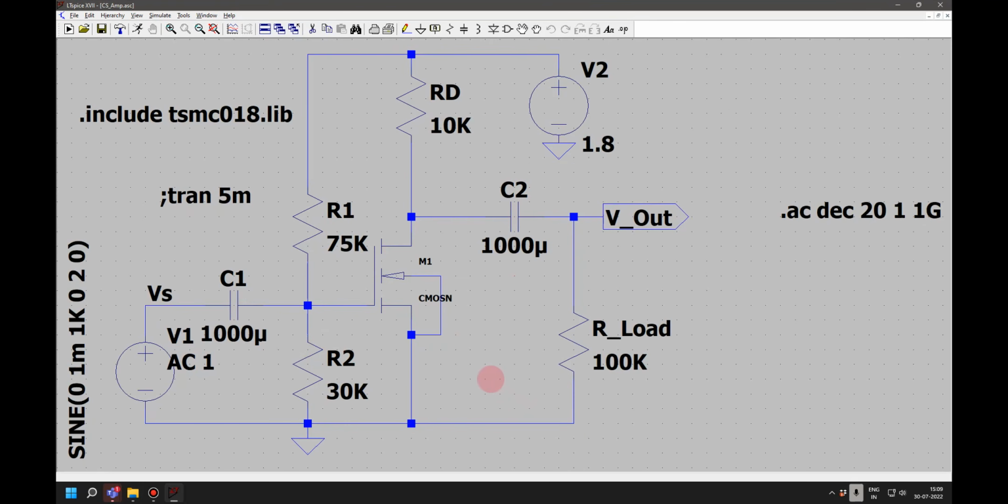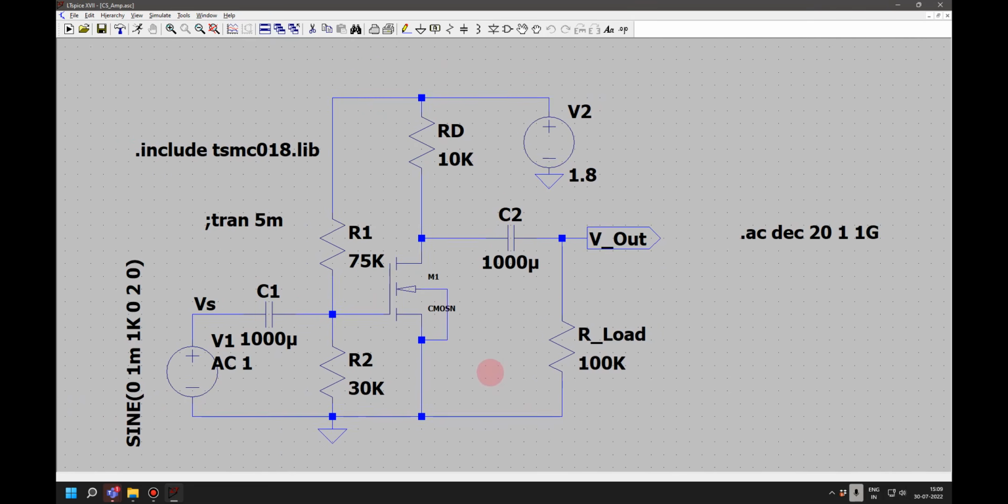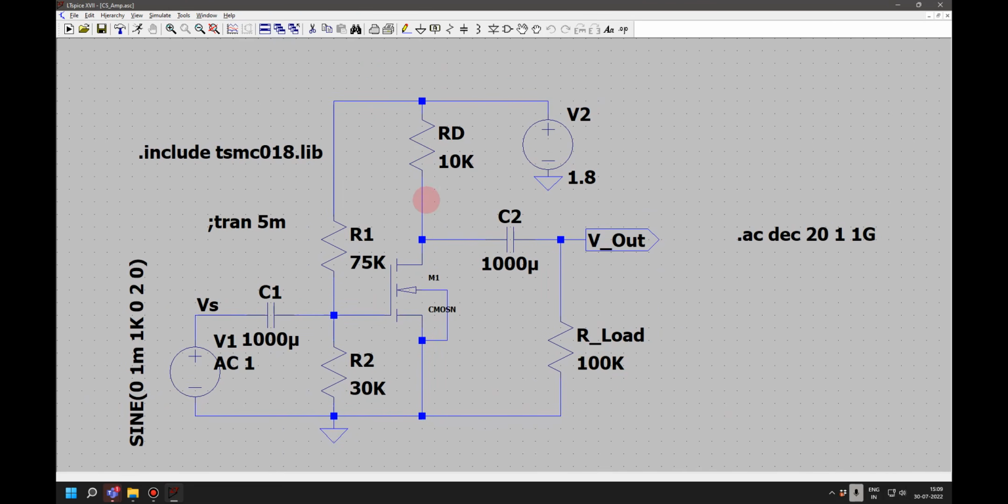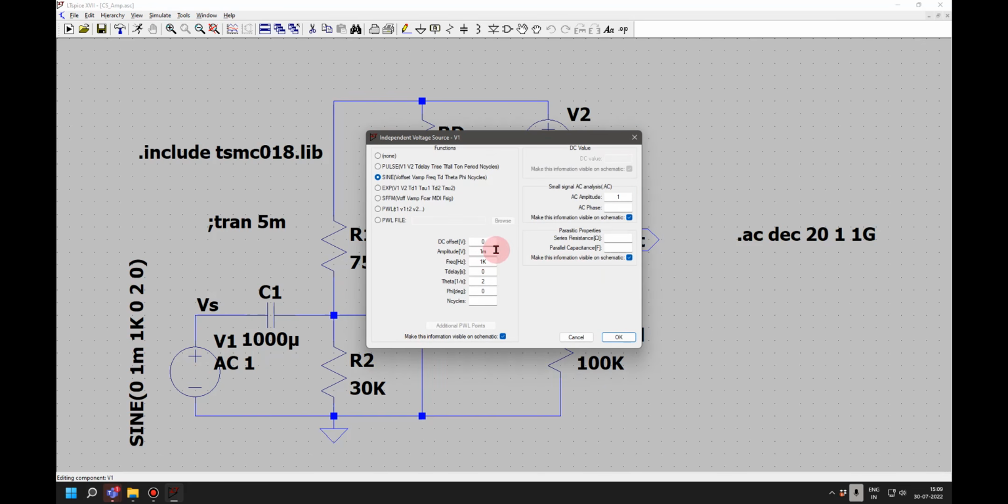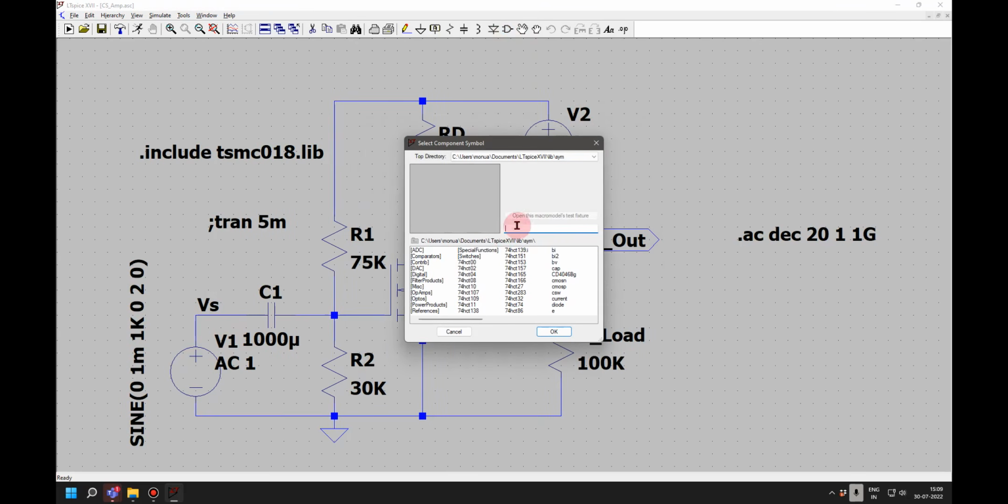Okay, so you might get some assignments like this. This is a 10K AC signal I have given here. So this is the AC signal. If you see here, this is a 1 millivolt signal I am giving here. Okay, 1 millivolt.